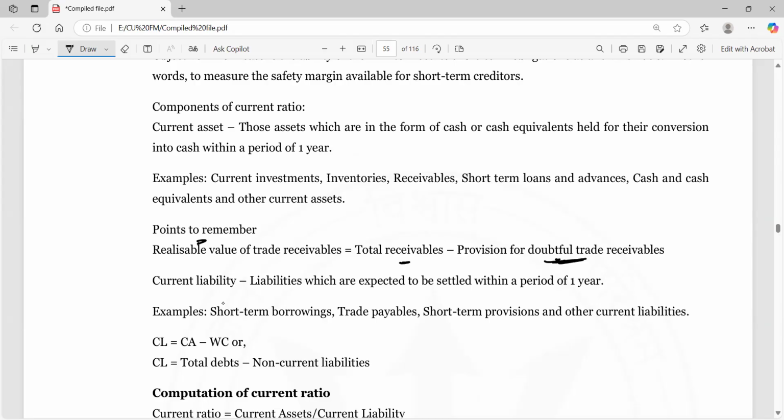So if you are not receiving something, you cannot use it for your payment purpose, right? That is the reason why provision for doubtful debts should be subtracted while calculating liquidity ratios like current ratio and quick ratio. Is the logic clear? So while calculating any liquidity ratio, provision for doubtful debts needs to be subtracted. Did you all understand why we are subtracting it? Any doubt on this?